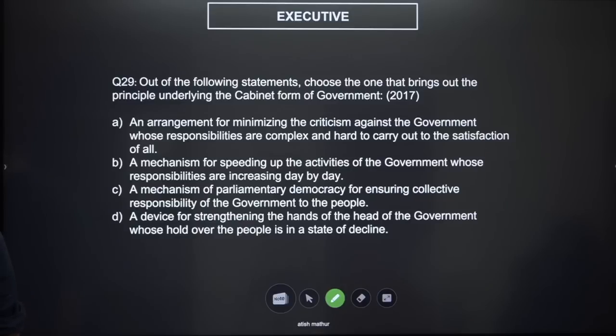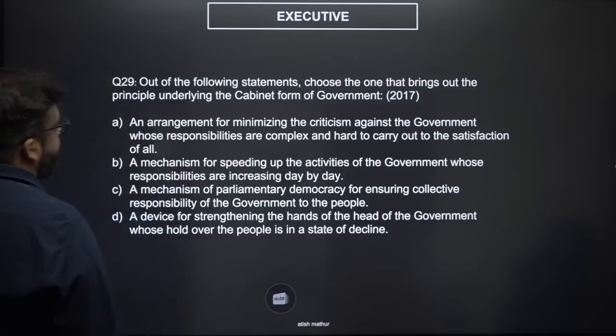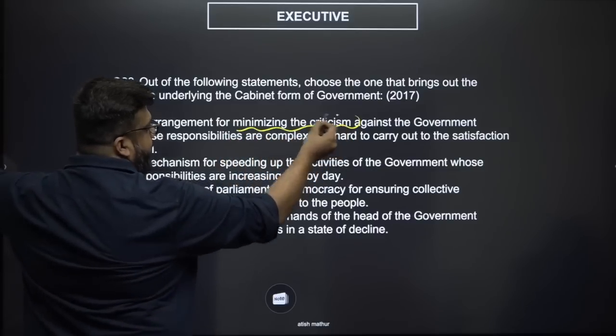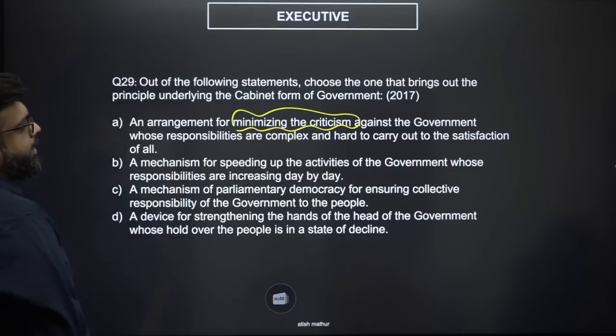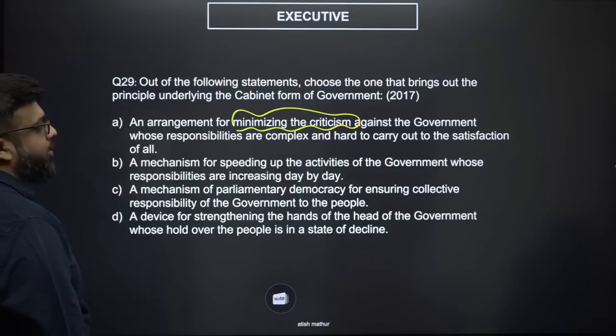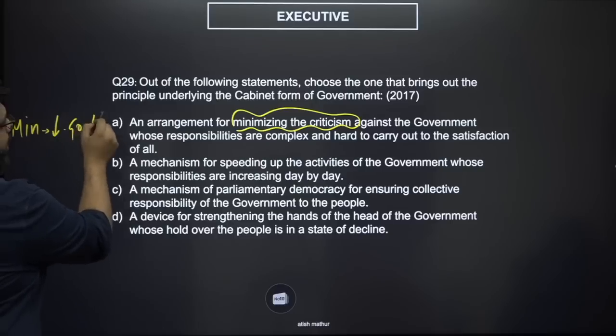Not a tough question, but an unnecessarily complex question, right? Let's look for abstract words. Let's look for rather emotional arguments. An arrangement for minimizing the criticism against the government whose responsibilities are complex and hard to carry out to the satisfaction of all. So what you're basically saying here is that a cabinet form of government, wherein you have ministers, is to ensure that just because you have ministers, we will be able to reduce criticism because the government is doing an oh so hard a job.